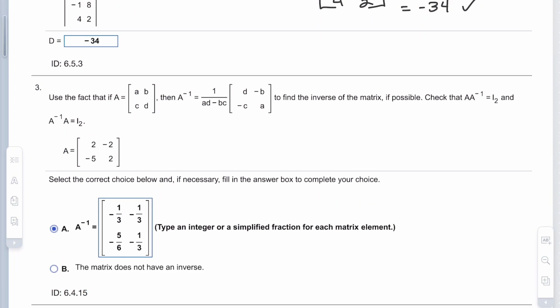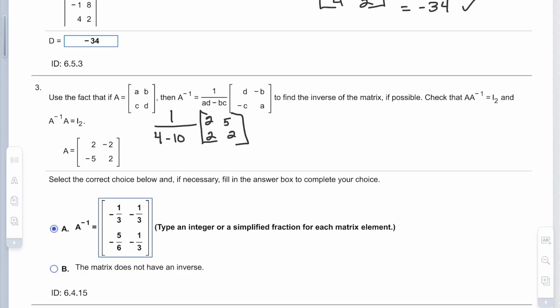Next, for the determinant, you are just going to multiply on the diagonal. So 2 times 2 is 4, right? And then you subtract 10, and you're going to get -1/6. But you'll see later that I made a little tiny mistake right there.